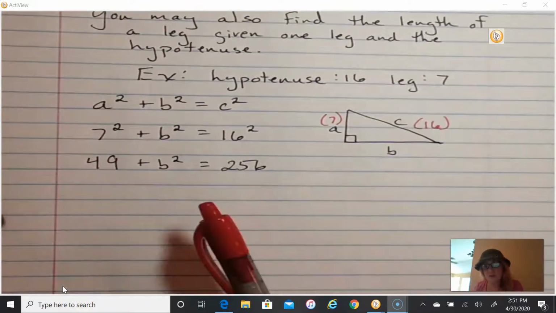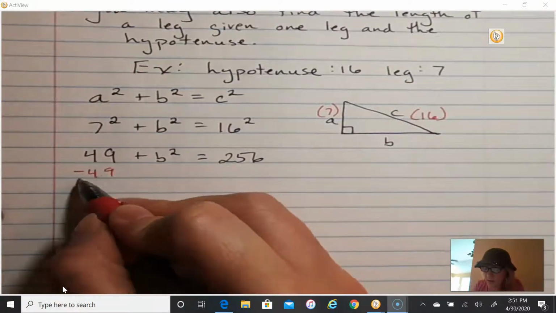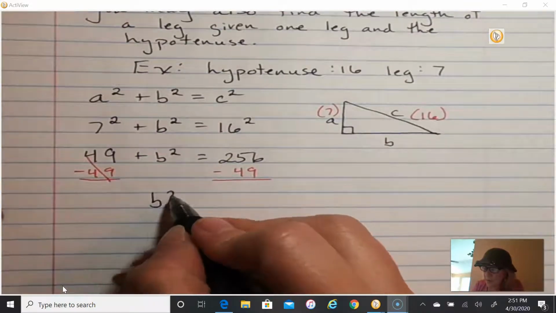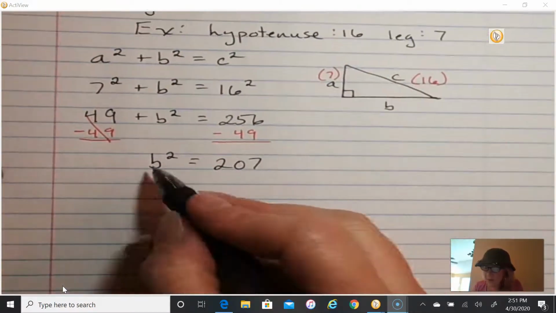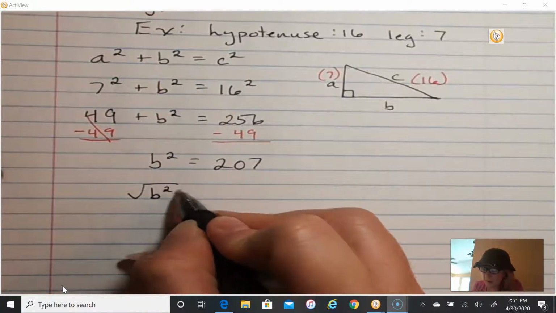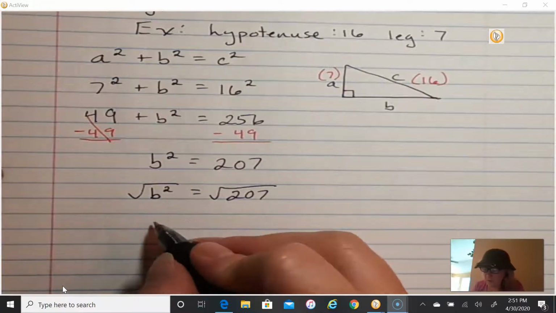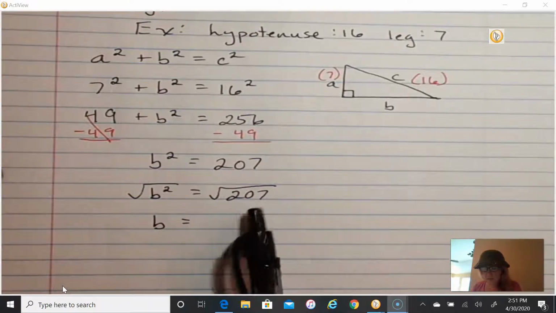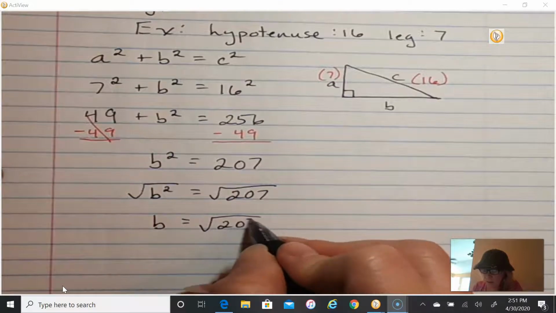Okay, now we have to isolate the variable. We got to move that 49 over there. So I'm going to subtract 49 on both sides. And I'm left with B squared equals 207. Okay, it's time to take that out of the square, so I'm going to square root both sides. Square root of B squared is just B. There is no perfect square for this. If you did this on your calculator, it would come up with a decimal because this is not a perfect square. So you can just leave it like that.